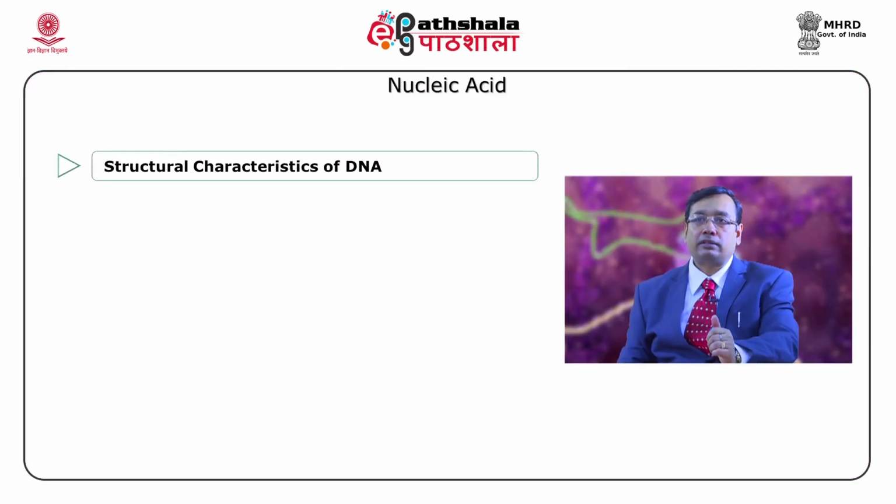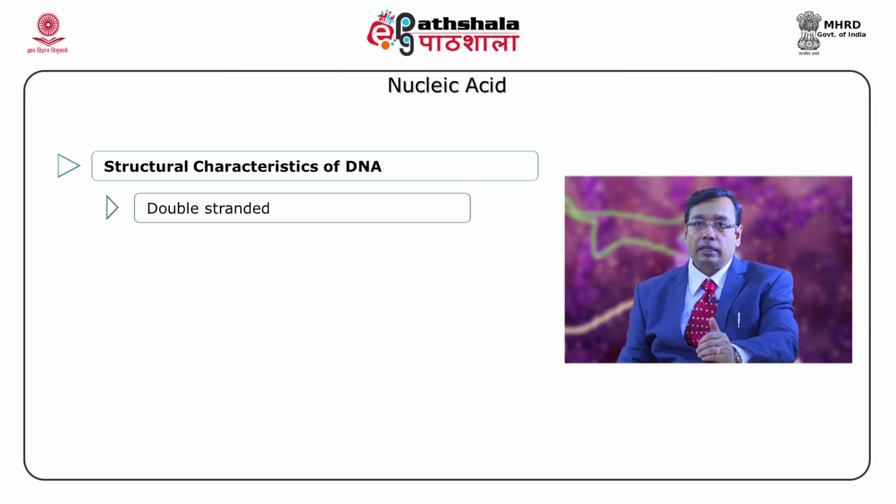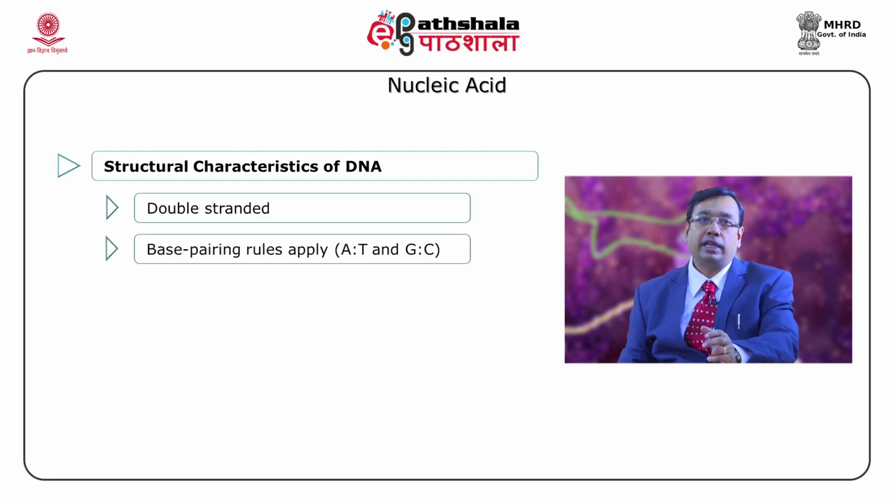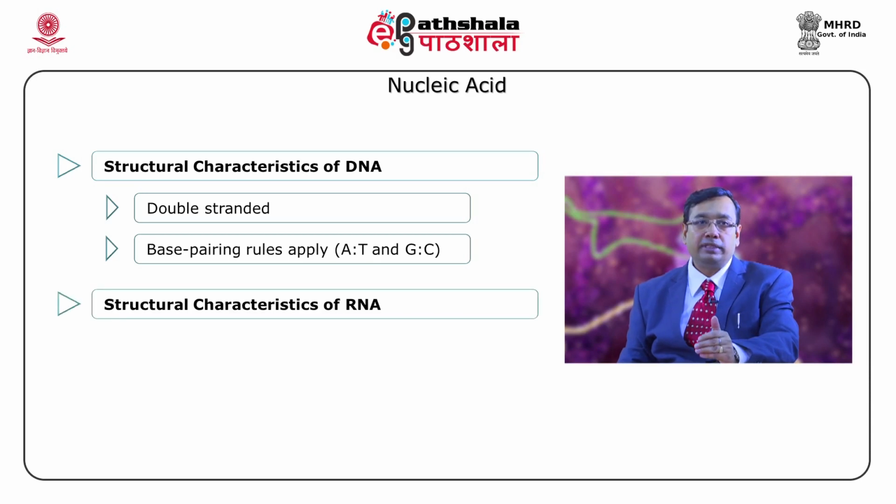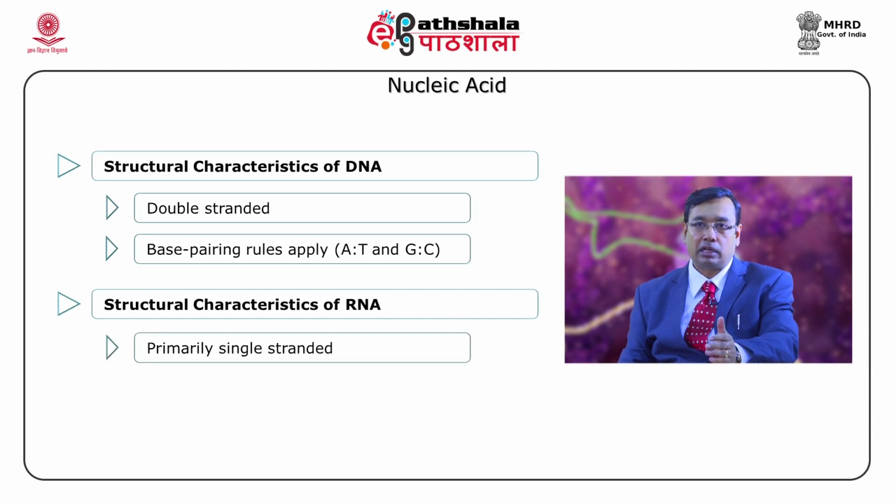The structural characteristic of DNA is that it is double-stranded, which means it has two parallel and anti-parallel strands connected through base pairing rules: adenine is connected to thymine, whereas guanine is connected to cytosine. And RNA is basically a single-stranded molecule. However, there are exceptions where double-stranded RNA is also available, and it has limited base pairing.